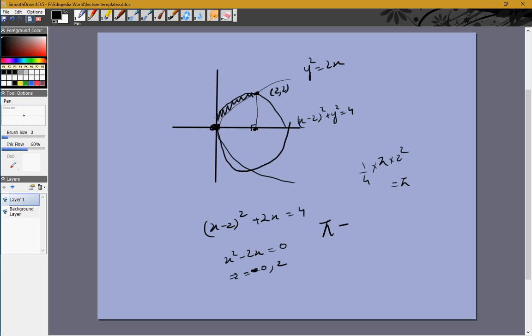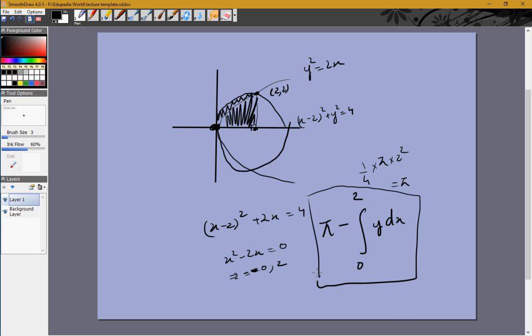minus, now we need the exterior of the parabola. So what we'll do is we'll subtract this region, the interior of the parabola. So minus integral from 0 to 2 of y dx. We'll solve this in a minute, but this is basically the answer, because this total area is 1/4 of pi r squared, and this area will be the integral of y dx. The difference between them, the remaining part, will be what is in the interior of the circle but the exterior of the parabola simultaneously. And now this is quite easy to calculate.